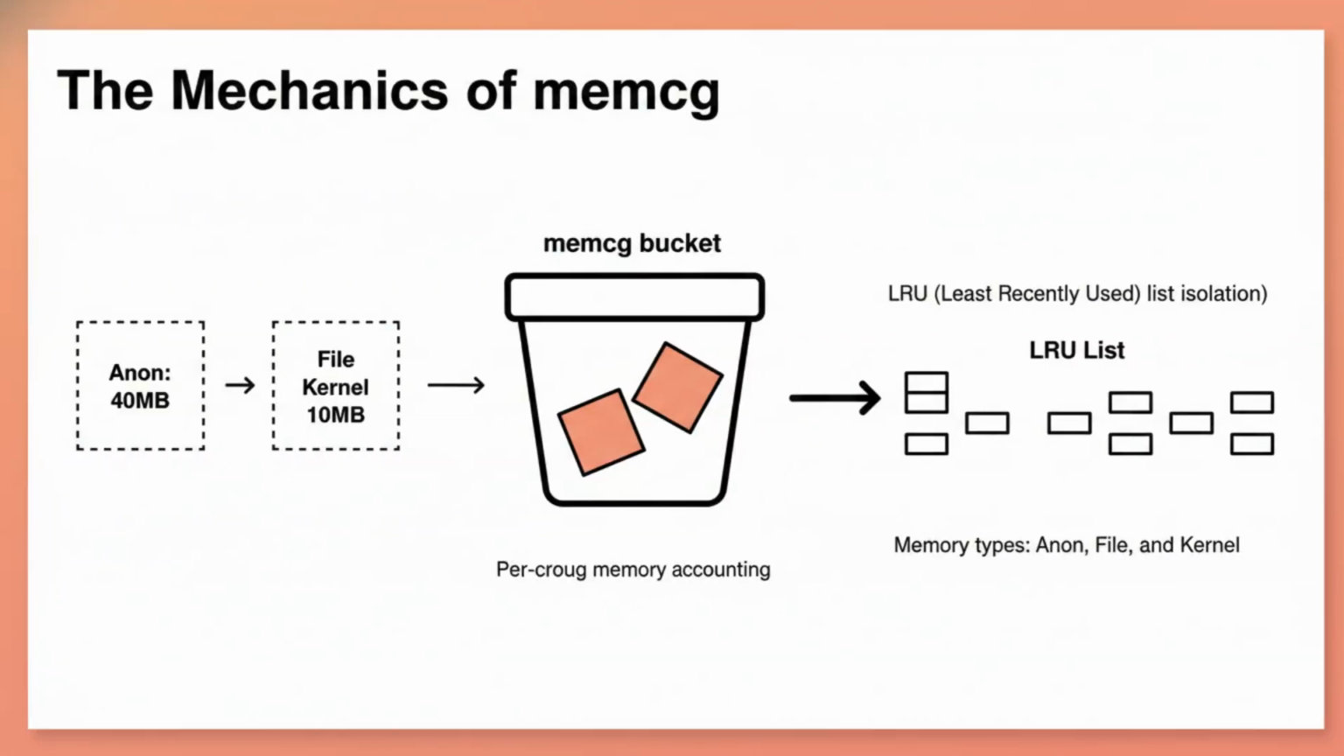Memory control groups, or memcg, are the subsystem responsible for accounting and limiting memory. Every page of memory used by a process, whether it's anonymous memory, page cache, or kernel memory, is attributed to a specific cgroup. The kernel maintains per cgroup least recently used lists, or LRUs. When a group hits its limit, the kernel doesn't just look globally, it performs reclamation locally within that group's pages. This isolation ensures that a memory leak in one service doesn't drain the page cache of a neighboring high-priority database instance, effectively containing the blast radius of resource-heavy processes.